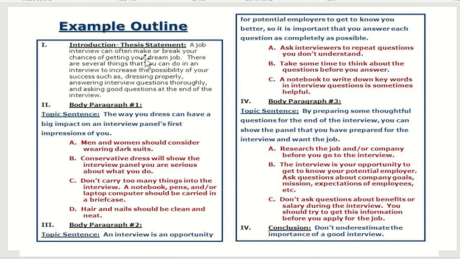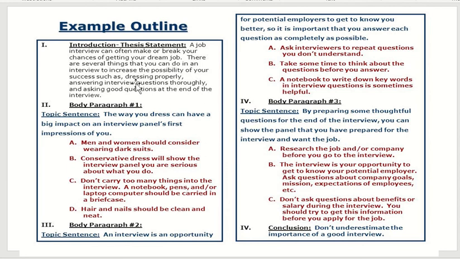Okay, let's look at the introductory paragraph. A job interview can often make or break your chances of getting your dream job. There are several things that you can do in an interview to increase the possibility of your success, such as dressing properly, answering interview questions thoroughly, and asking good questions at the end of the interview. So we immediately know that the thesis statement is here because it tells us what the body contents are, the controlling ideas that we are going to find later on in this essay.